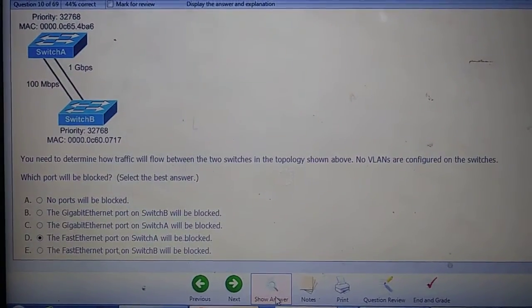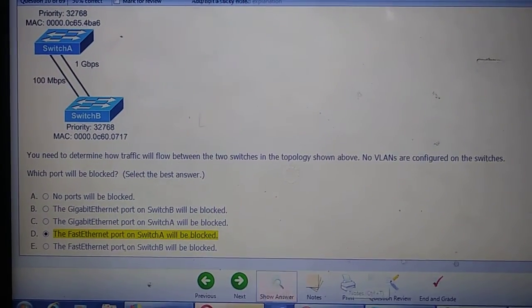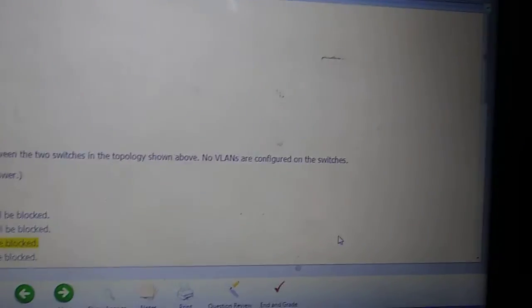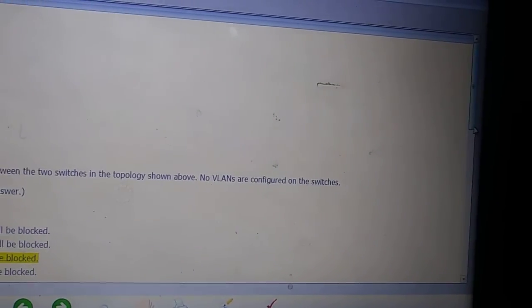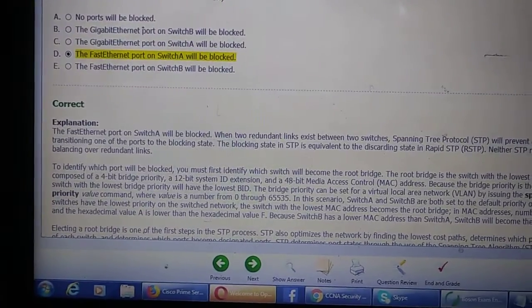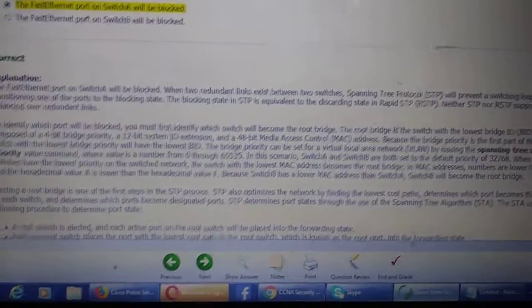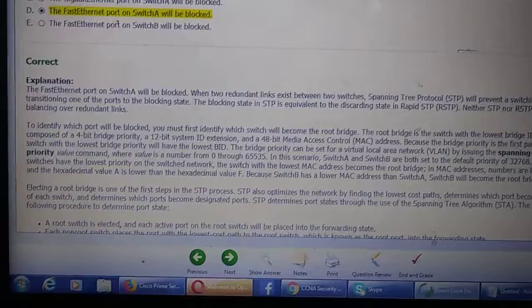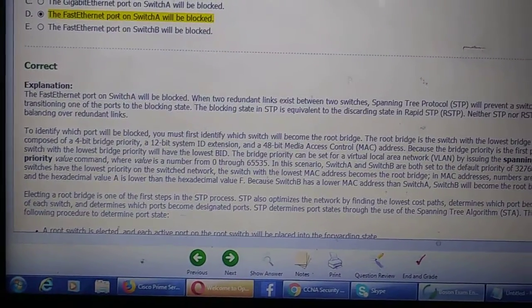I'm going to show the answer. And this is the correct answer, and the explanation. This is the explanation, which basically entails what I just said. The fast Ethernet port on switch A will be blocked.